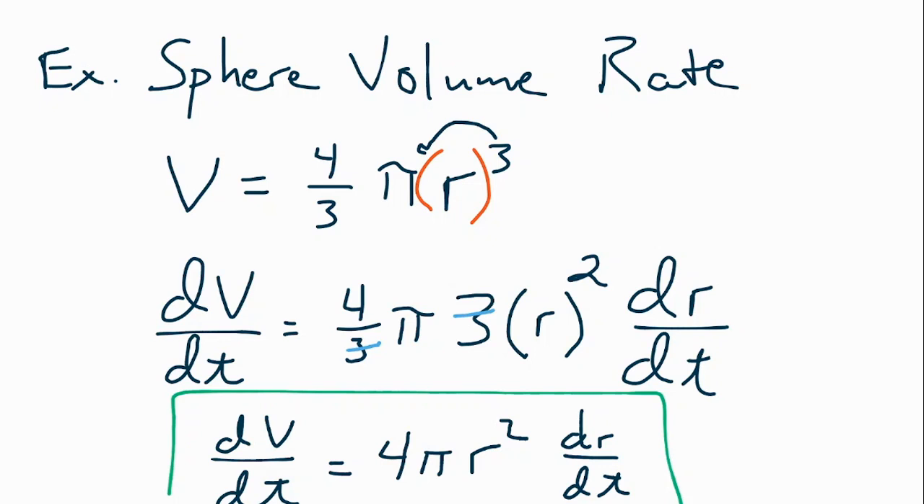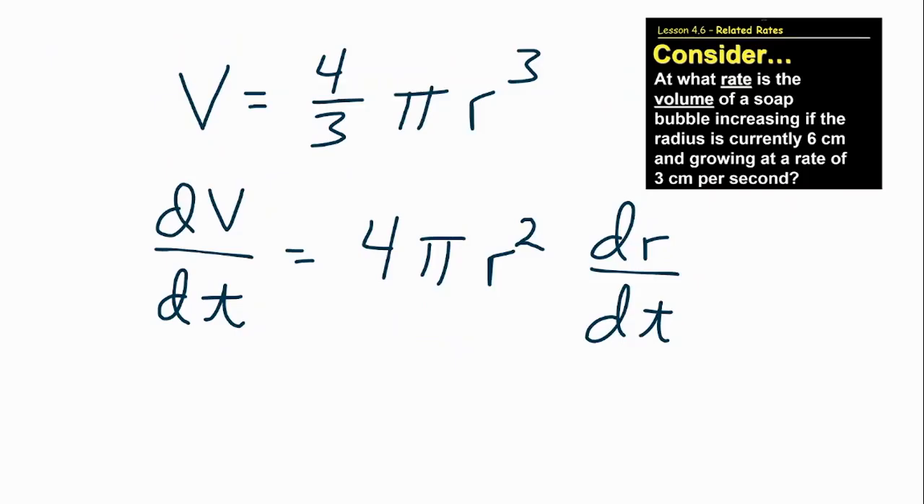Remember when I was blowing that soap bubble, we were trying to figure out how does the change in the volume relate to the change in the radius? Well, here they are. They are related by this formula 4 pi r squared times the change in the radius. So the cool thing about that is when you get a formula that actually relates the rates, then you can plug into it and find your unknown value.